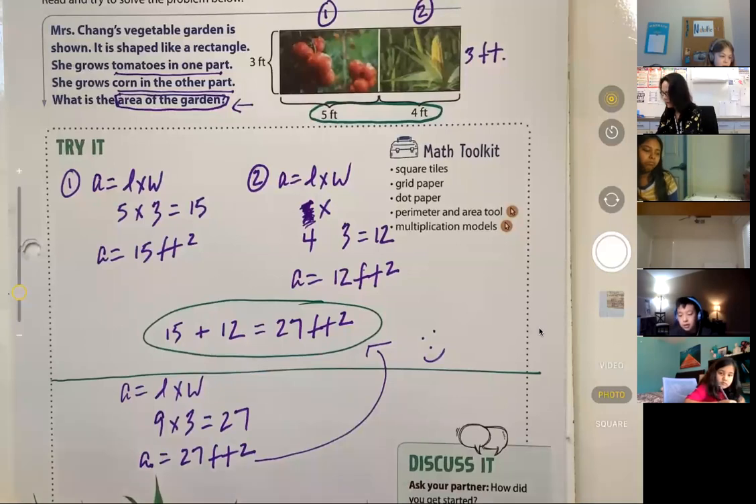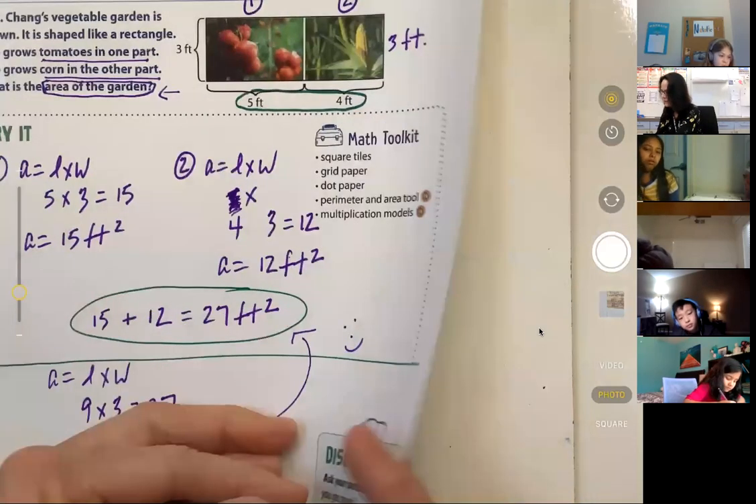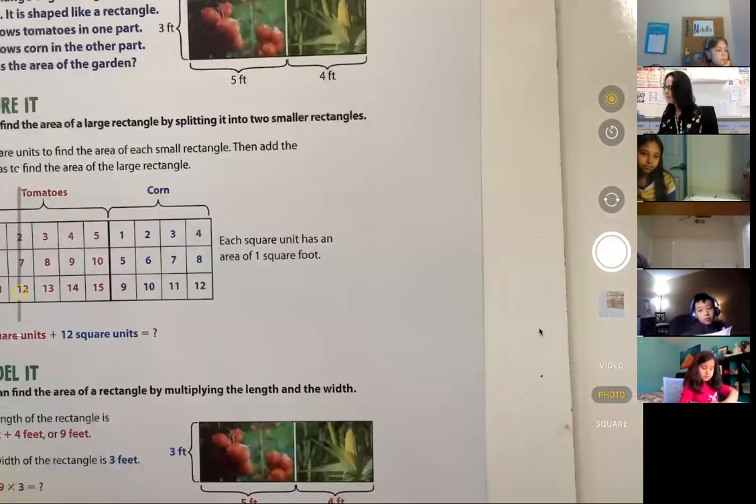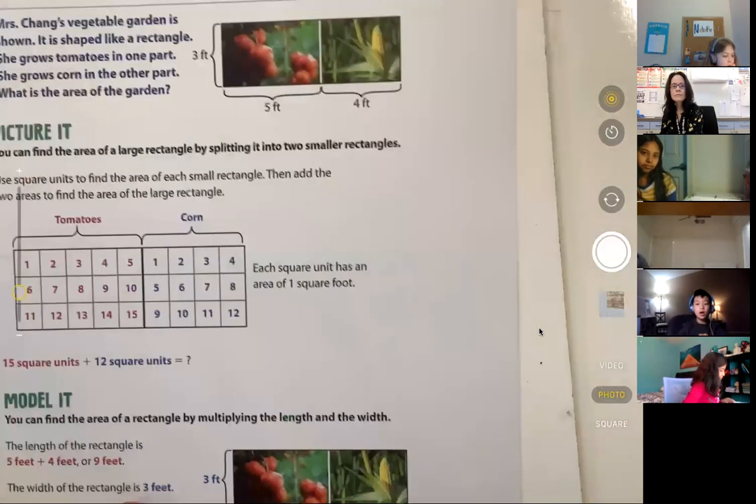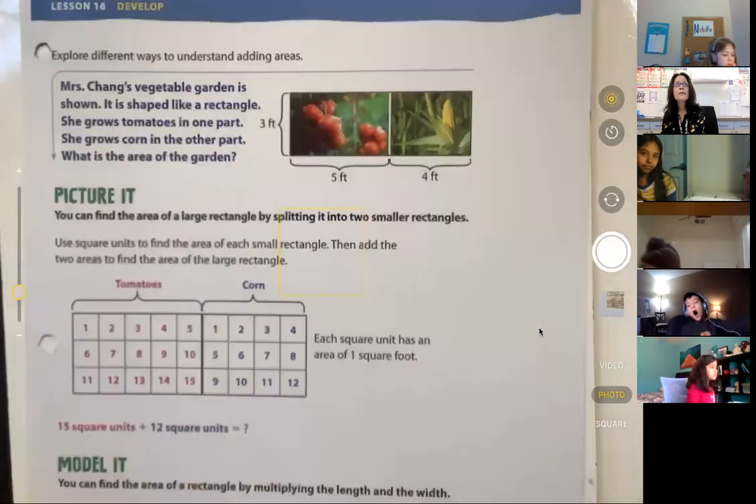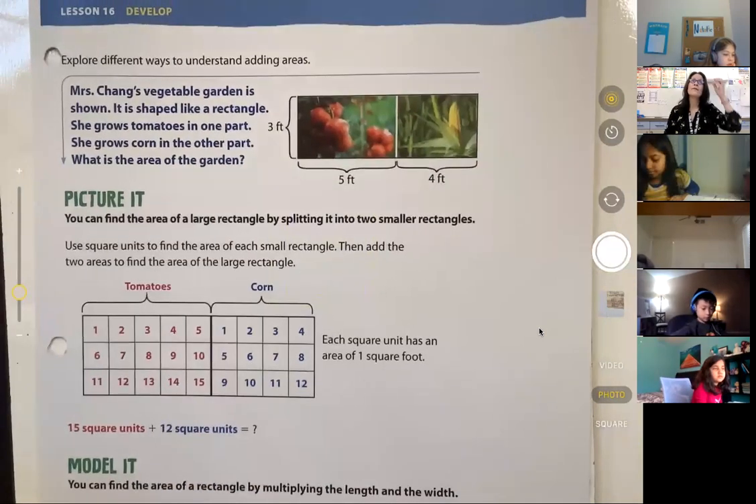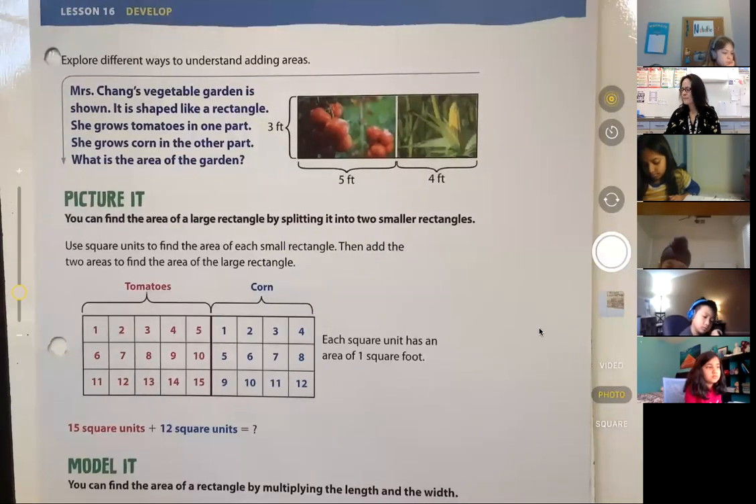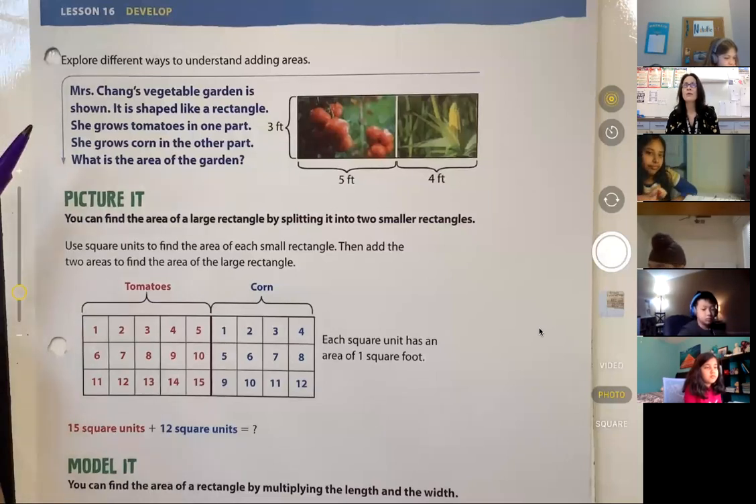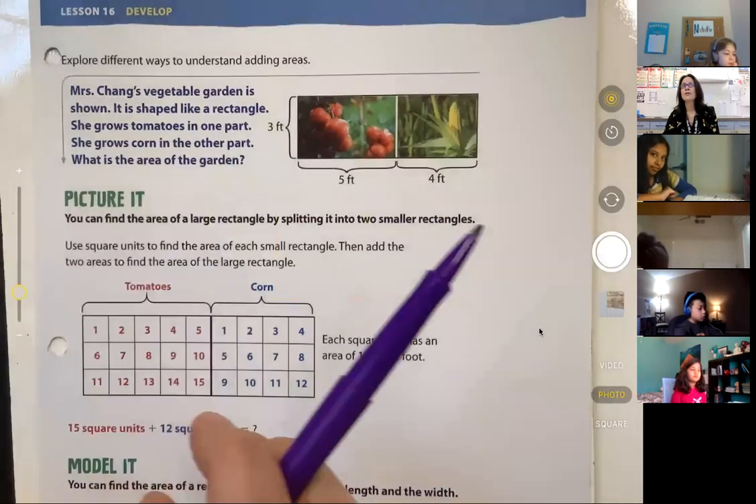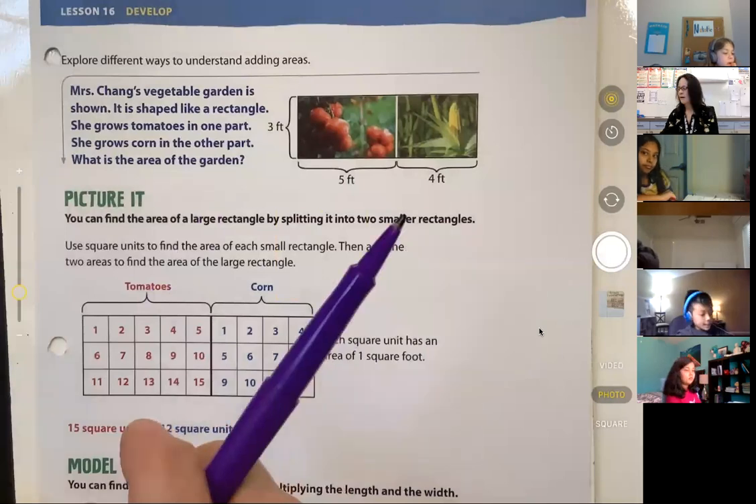All right, now we are going to take a closer look at page 342. Up at the top, we are going to continue to explore different ways to understand the area of Mrs. Chang's vegetable garden. Her vegetable garden is shown here, shaped like a rectangle. Again, growing 2 different vegetables, we want to know the area of the garden.